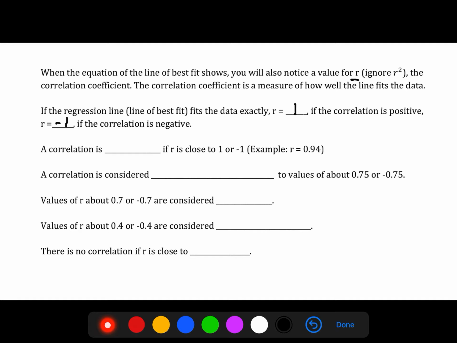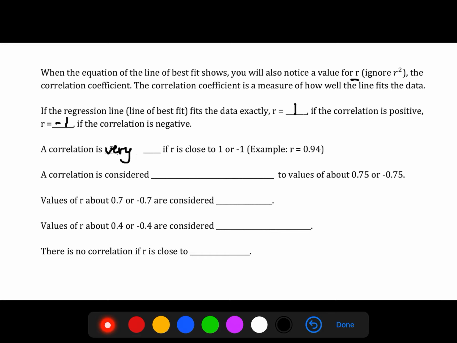And as we said, if the data fits exactly, if it's a positive correlation, R will be 1. If it's a negative correlation, R will be -1. Okay, so if our data falls to the right, the correlation will be negative and we'll have a value of -1 if it is exact.